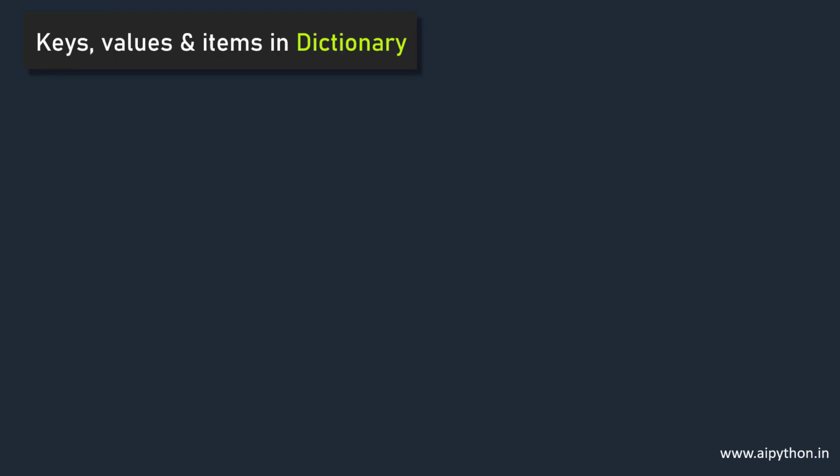Keys, values and items in the dictionary. So till now what we have discussed is how we can create a dictionary in Python. Till now we understand that a dictionary is made of two things, key and value. So a key and value pair makes an item of a dictionary. So we'll check how we can find out the keys, values and items in the dictionary.